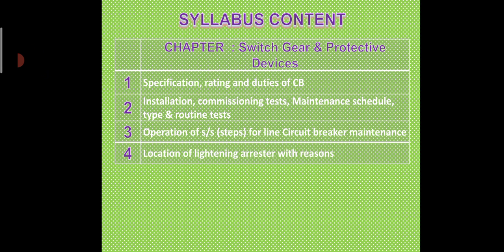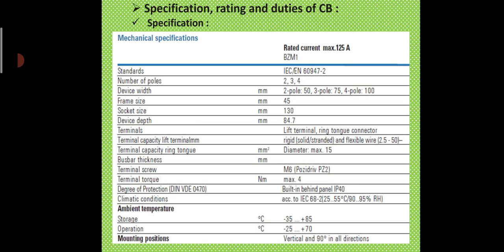Syllabus content: specifications, ratings and duties of circuit breaker, installation, commissioning, test, maintenance schedule, types and routine test, operation of assess, steps for line circuit breaker maintenance, locations of lightning arrestors with reason. Now, specifications, ratings and duties of circuit breaker.